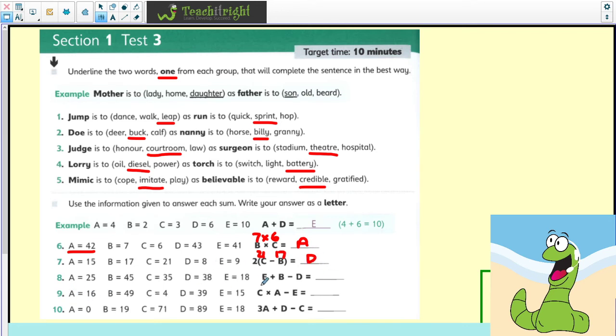Question 8, we've got E plus B take away D. So we're going to do 18, add rather, just make sure we look at the operations, add 45, and then take away 38. And if you work that out, you actually get 25 as your answer, but that would be A. So certainly worth using a bit of space in your book if you need to do calculations like that.